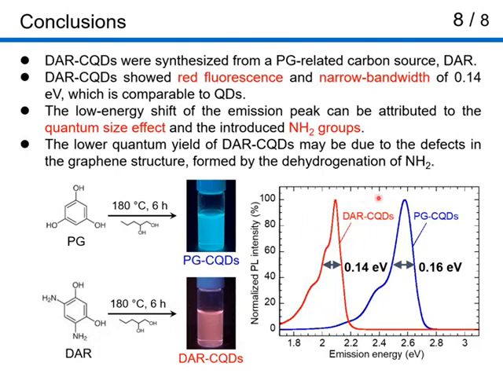The low energy shift of the emission peak can be attributed to the quantum size effect in the introduced amino groups. The lower quantum yield of DRCQDs may be due to the defects in the graphene structure formed by the dehydrogenation of amino. Thank you for listening.